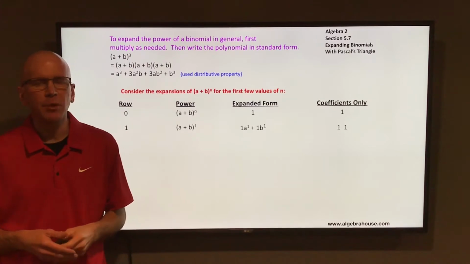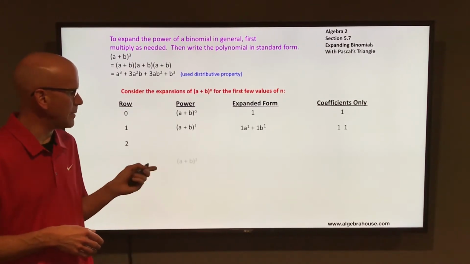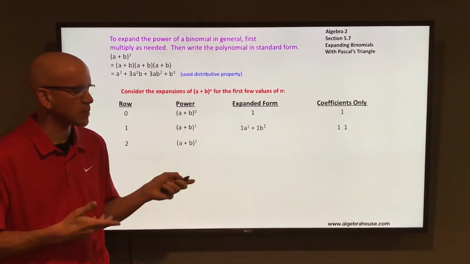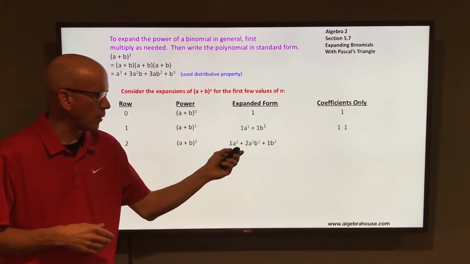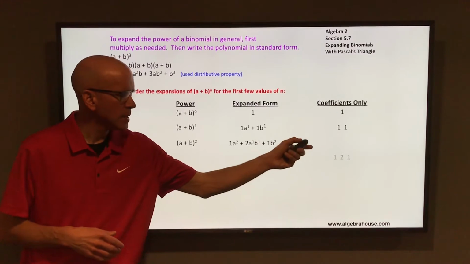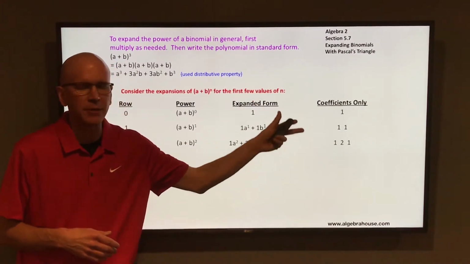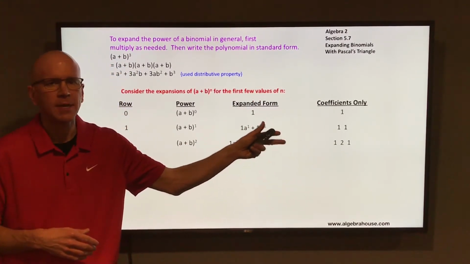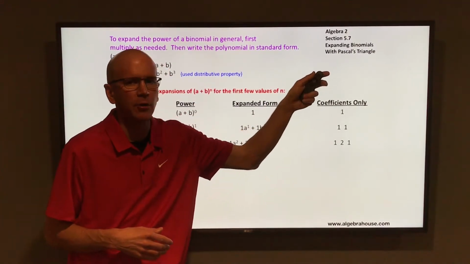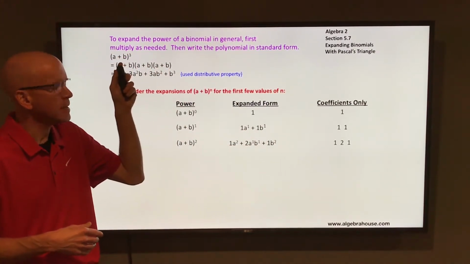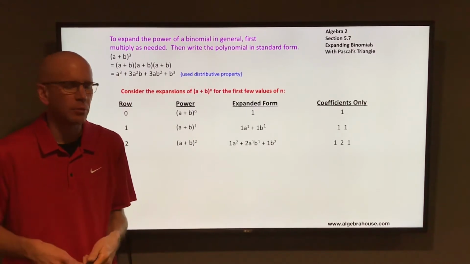If we look at (a + b) to the second power, (a + b) squared, that is going to be a squared plus 2ab plus b squared. The coefficients on that are 1, 2, and 1. So you can see a triangle is being created there with those coefficients. Now that triangle is fairly important because that's called Pascal's triangle, and it would help you expand something like this. And you'll see how all this works in a little bit.